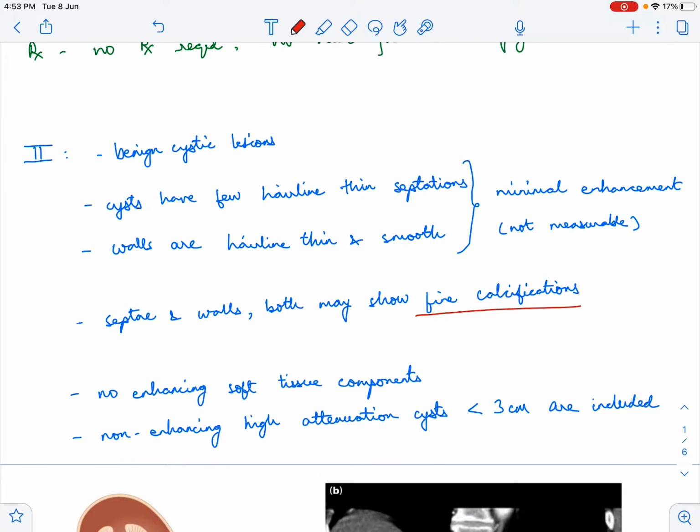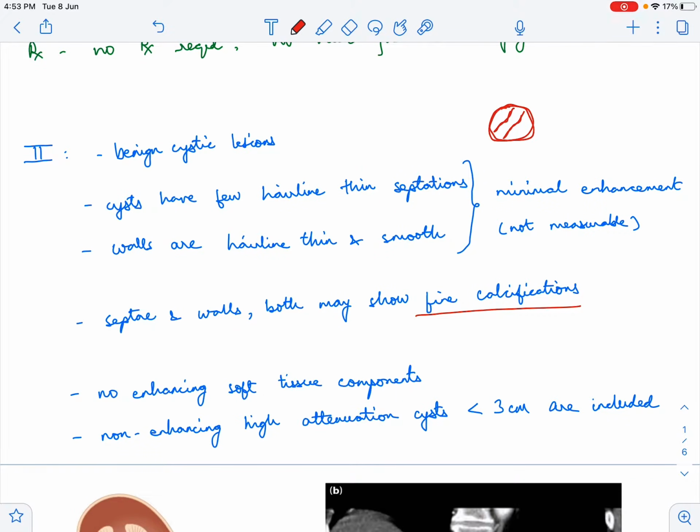Now, category 2 are benign cystic lesions. These cysts have few hairline thin septations. If this is the cyst, they can have septations in between. They'll have few, usually one or a maximum of two, not more than two. The walls of both the cyst and the septations are very thin, hairline thin and smooth, and these either do not enhance on CT scan after giving contrast in the nephrogenic phase, or the enhancement is very minimal and not measurable.